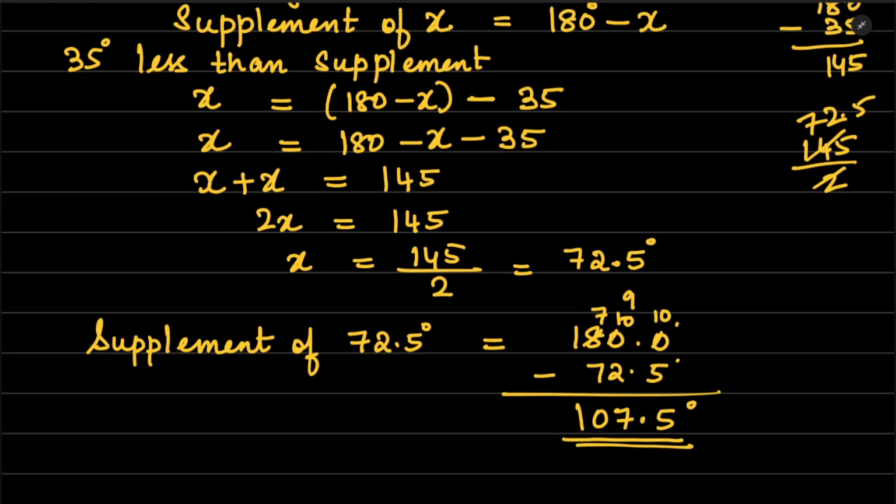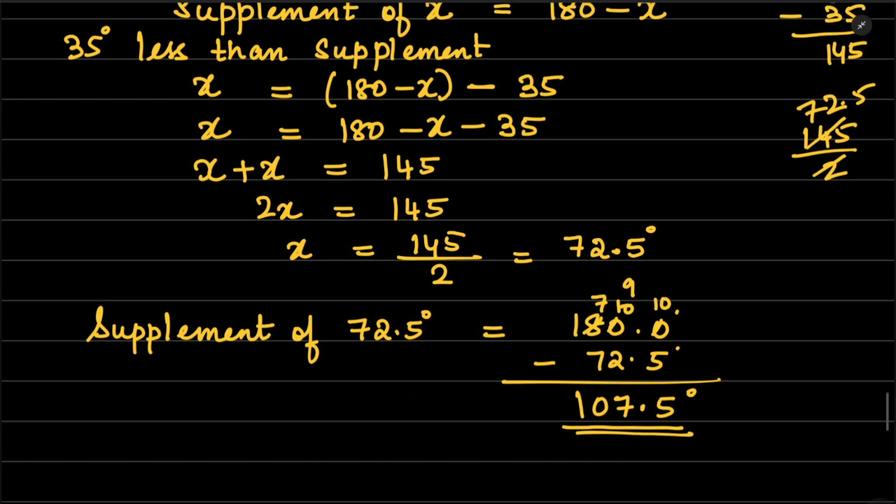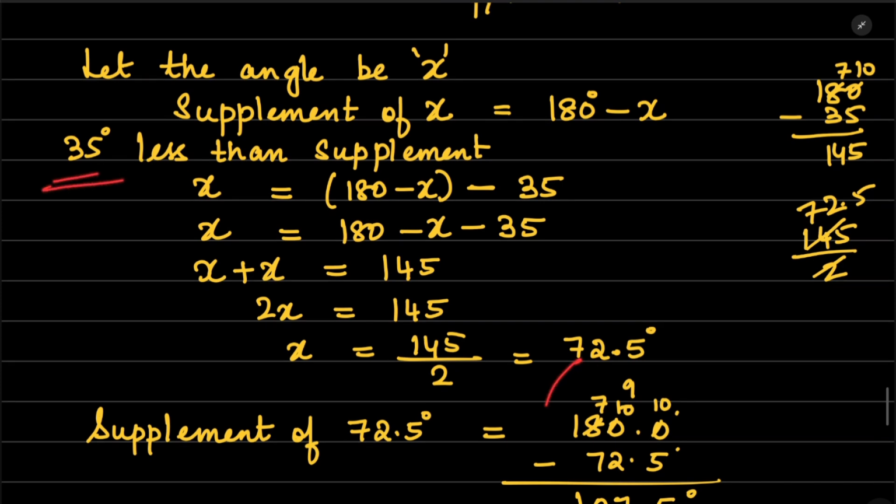So the supplement is this. So the final answer will be your angle x. Okay. So you have assumed this is your x and you're just finding out the supplement as well. So 72 degree is how many times less than? It's 35 less than the supplement. The supplement is 107. So 70. So this is your final answer. Okay.